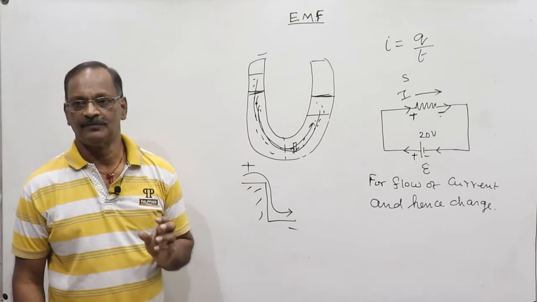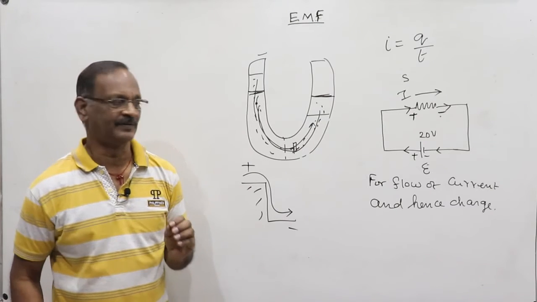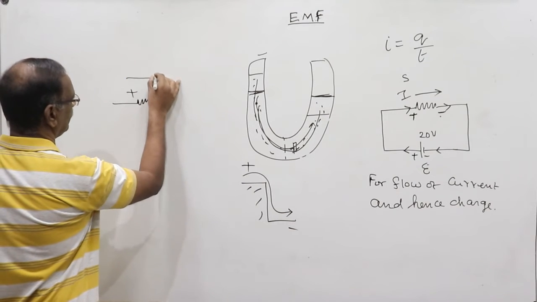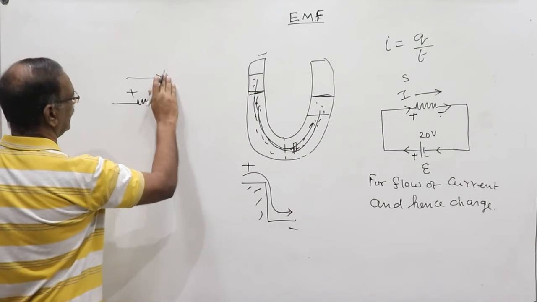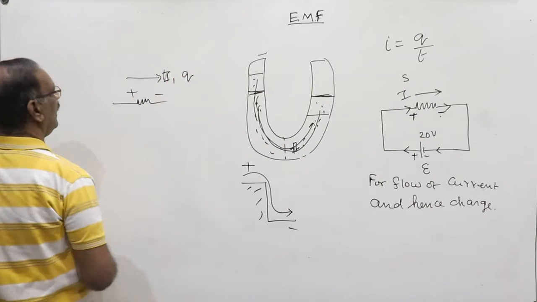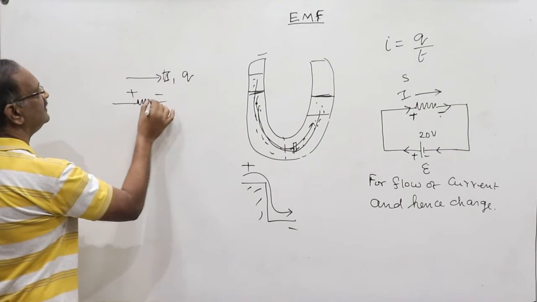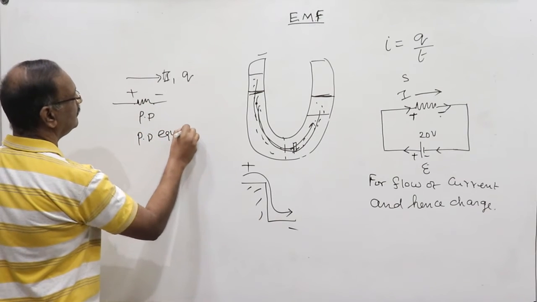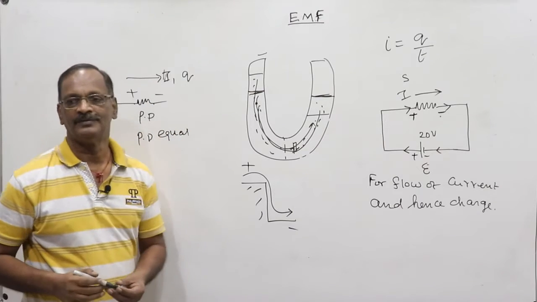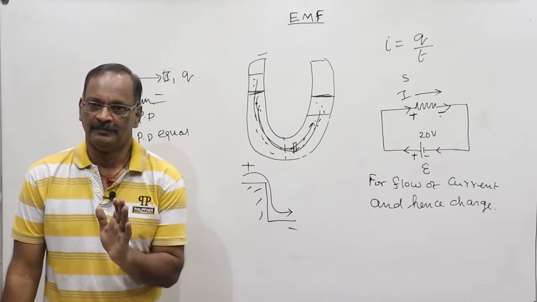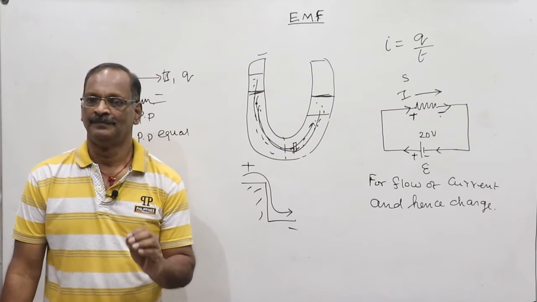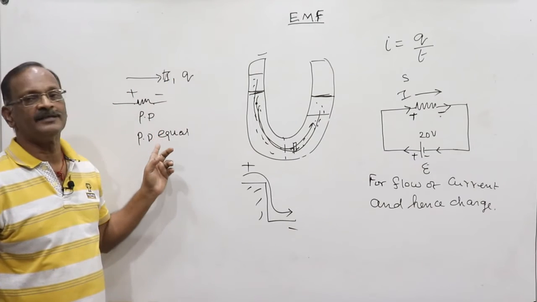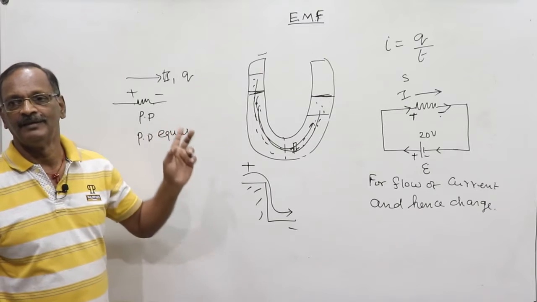To maintain the steady flow of charge and to maintain the potential difference. Because if the current has to flow, there has to be charge flow, and there has to be a potential difference between these two terminals. If the potential difference between the two terminals is equal, there will not be any flow of charge and hence no current. Therefore, to maintain a steady flow of charge, which means a steady flow of current, there has to be a potential difference between the two ends.